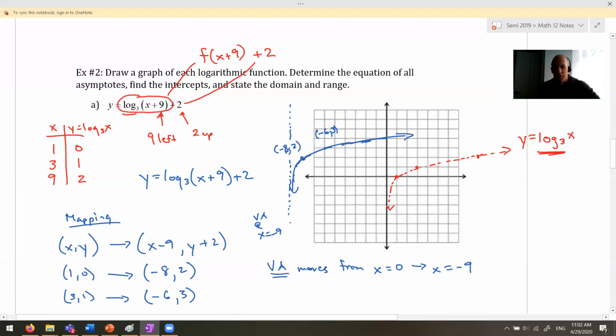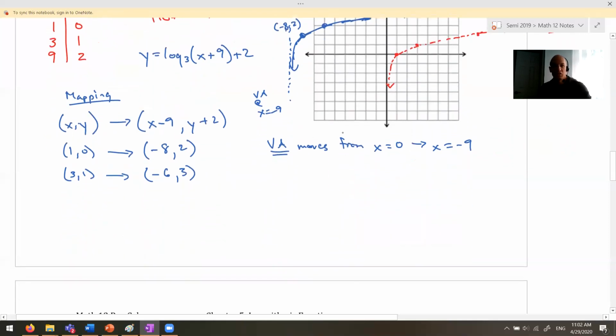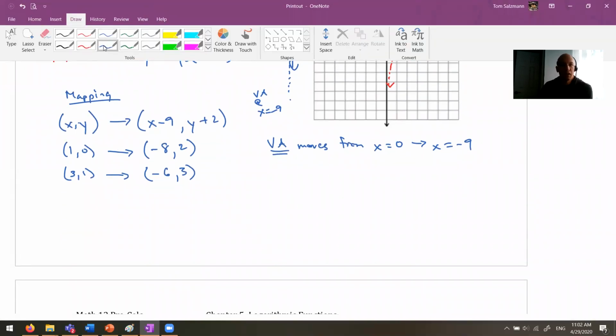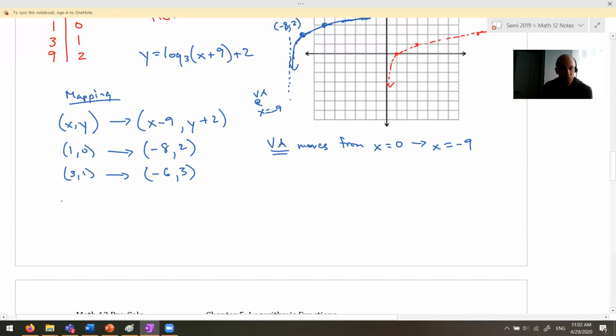Now, there's a couple points, but we'd like to get the intercepts, and how we're going to get the intercepts is exactly the same way we're always going to do it. This is going to require a little bit of math, and that's good because we can do that. Okay, so for the x-intercept, we're going to set y equal to 0 and solve. So if we have y equals log base 3 of x plus 9 plus 2, we're going to set that equal to 0. We're going to have to solve that. So I'm going to erase this y here, and I'm going to put in a 0.